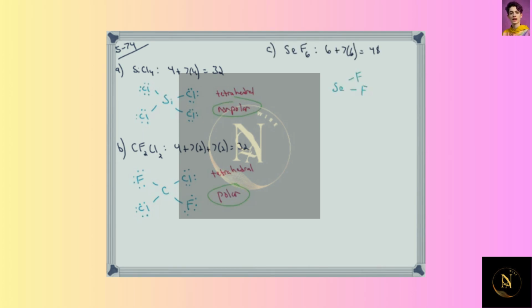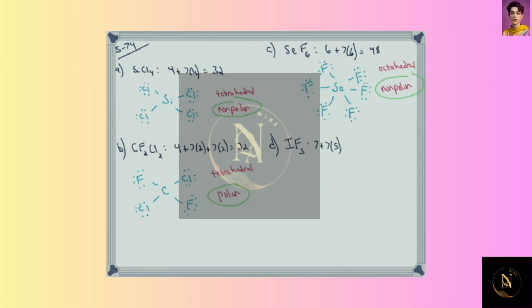The next one is selenium hexafluoride. There are 48 valence electrons, giving all fluorines an octet and selenium an expanded octet. This is an octahedral structure, and an octahedral structure with all 6 bonds being the same is nonpolar, allowing for bond polarity cancellation, making the molecule nonpolar.